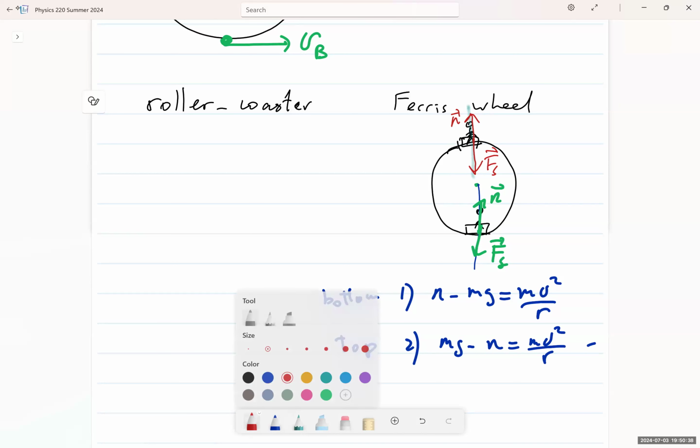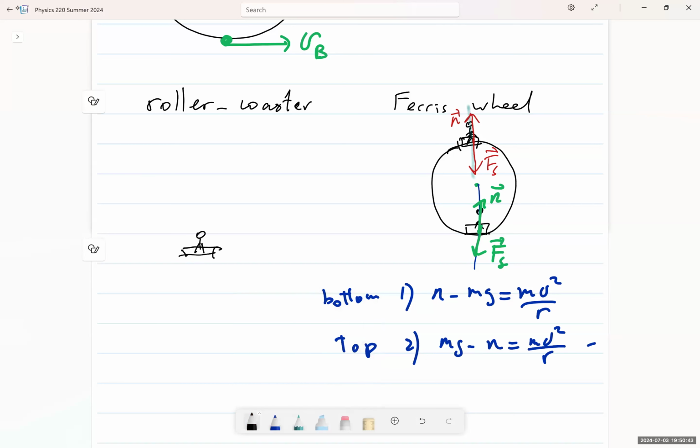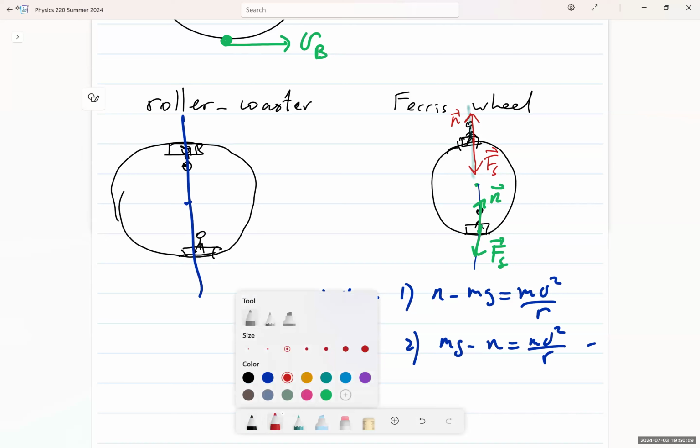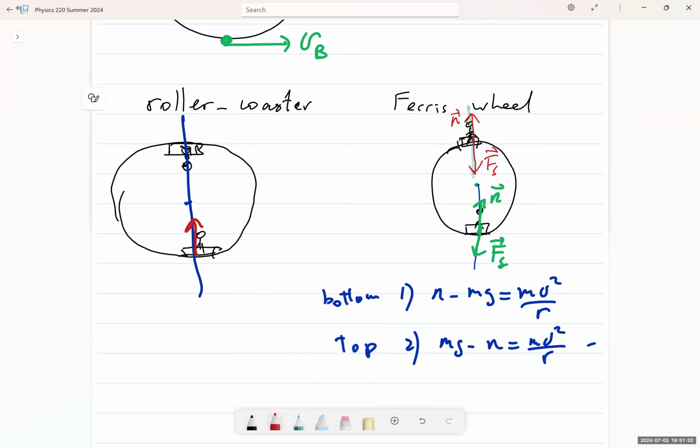A roller coaster is different, because let's say here you are at the bottom. But at the top, you are upside down. Right, so something like that. Relative to the radial line, here you have a normal force and then the gravitational force. So equation 1 is still the same: N minus mg equals mv squared over r.